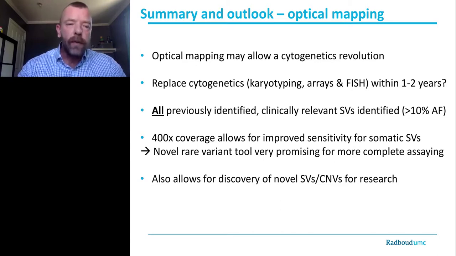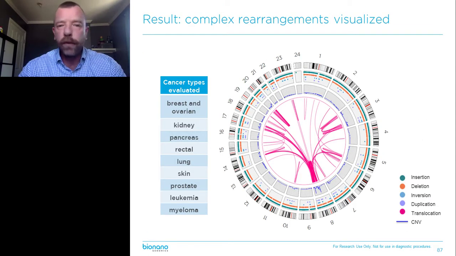So to summarize how this works, how we look at cancer genomes, you see complex genomes like this one here visualized in a simple, single view, where you see all the translocations, all the different deletion and inversions, duplication events. And there's an enormous wealth of information.